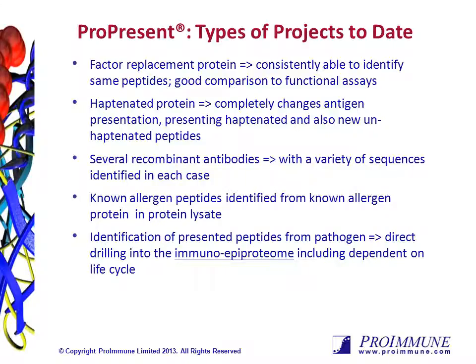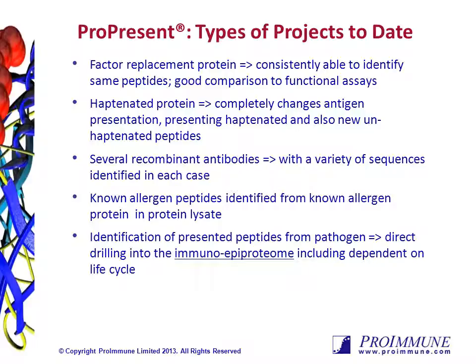Here's a summary of the types of project that we have worked on so far. We have done a lot of work on a factor replacement protein. In this case, we have repeated the assay several times, and it was nice to see that the top scoring hits are essentially always the same. The results also compared well to what was seen in functional assays for the same peptides. We have also worked on heavily haptenated proteins.